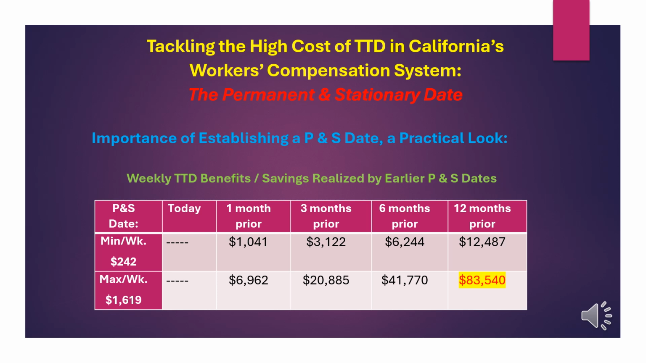Now, as you can see, this table, they would save, if they were to receive the maximum and you were to declare a permanent and stationary date of 12 months prior to the date of your evaluation, based on potentially some new information, they would be saving over $83,000 just in TTD payments alone.